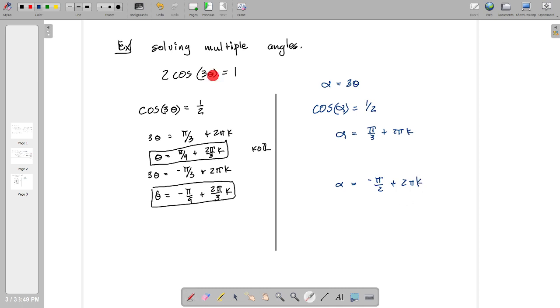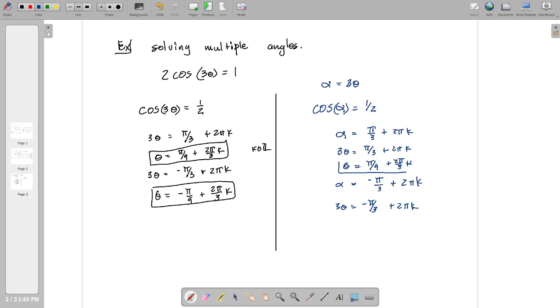We are looking for what values of theta make this true. Alpha has a relationship with theta, but it is not equal to theta. So we have to replace our alpha with 3 theta. So we end up with 3 theta is pi over 3 plus 2 pi k. And 3 theta is equal to negative pi over 3 plus 2 pi k. This was supposed to be a 3. And then we get theta is equal to pi over 9 by just dividing, plus 2 pi over 3 k.